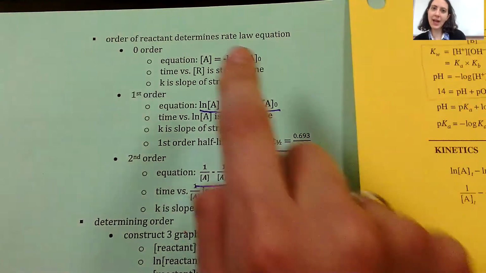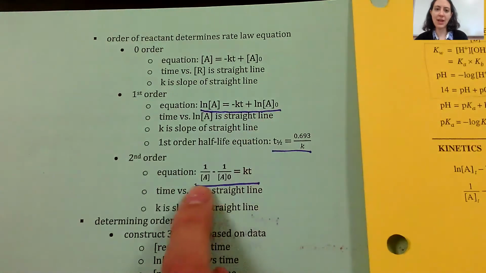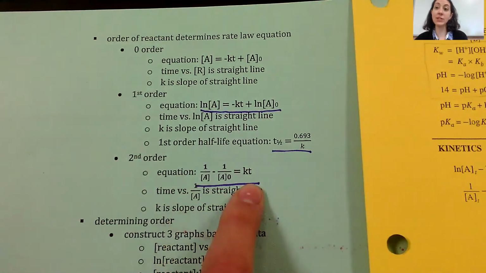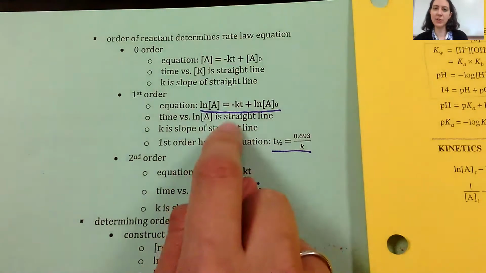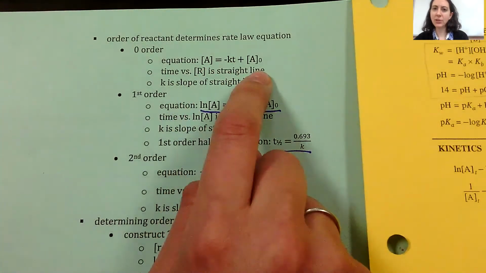If it's a zero order reactant, you have this equation. If it's a first order reactant, you have this one. And this one is for a second order reaction. Again, if you know calculus, this would make a lot of sense. This is like the first integral and the second integral. Anyway, this equation might look sort of familiar.